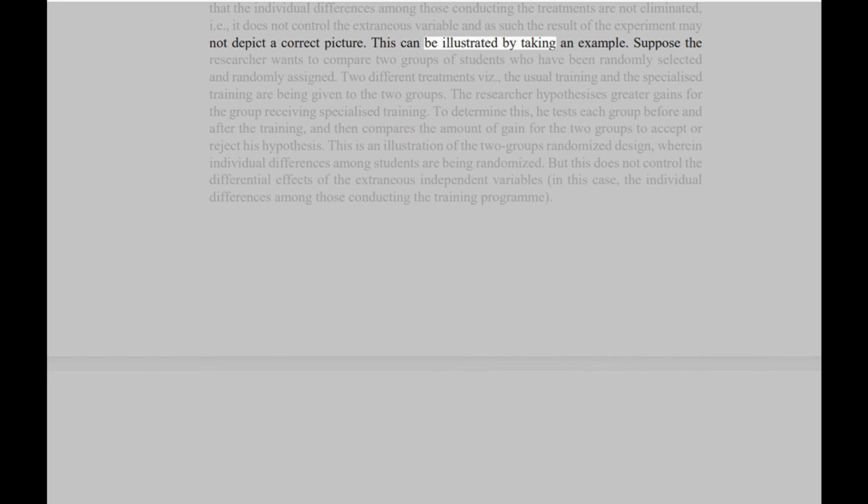This can be illustrated by taking an example. Suppose the researcher wants to compare two groups of students who have been randomly selected and randomly assigned to different treatments, with the usual training and the specialized training being given to the two groups. The researcher hypothesizes greater gains for the group receiving specialized training. To determine this, he tests each group before and after the training, and then compares the amount of gain for the two groups to accept or reject his hypothesis.